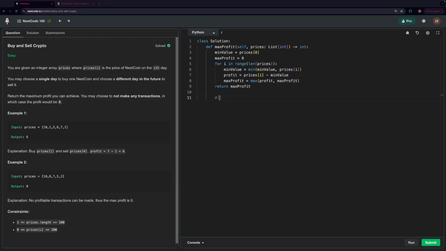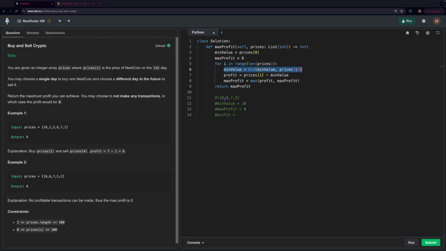Now let's try another test case where we go like 10, 8, 7, 5. Let's just do that. So we got, let's say, min value, max profit, and that should be good. So min value starts out at 10, max profit starts out at 0, profit isn't currently calculated. So min value is equal to min between min value and price at i. They're comparing the same thing, so it's just 10. 10 minus 10 is 0. Max profit stays at 0.